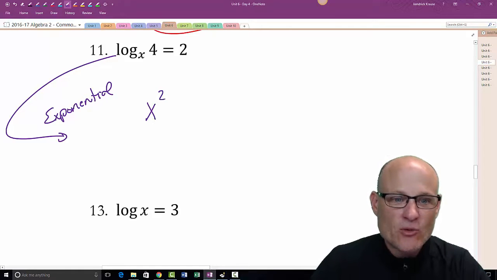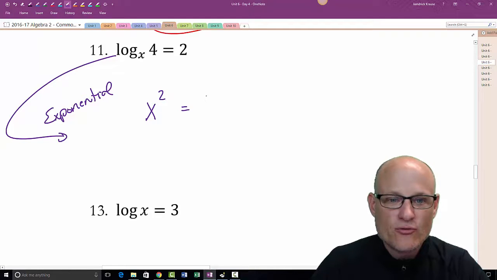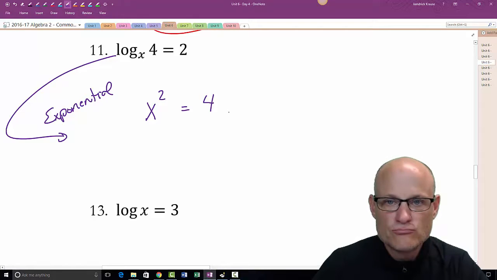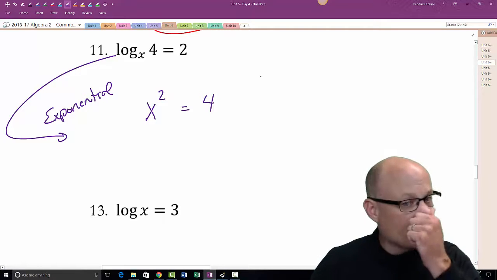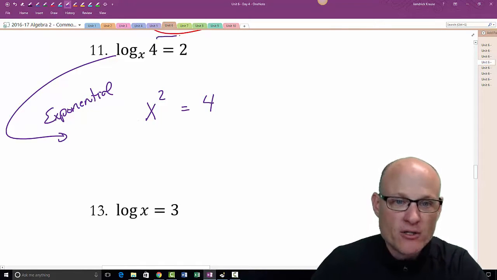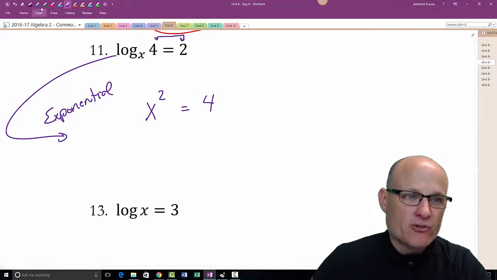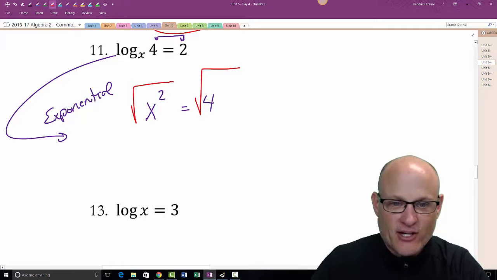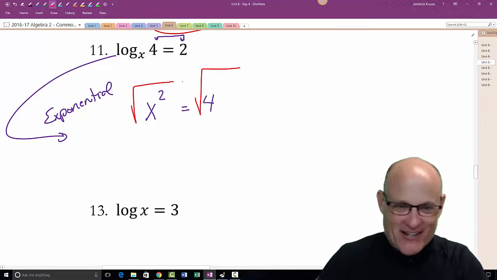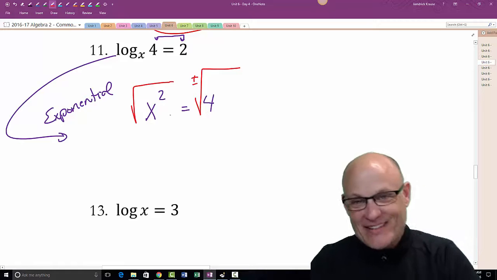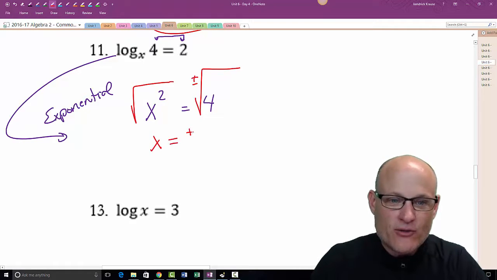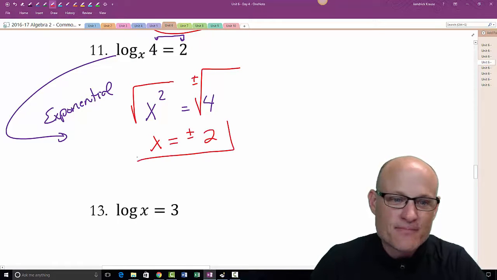X squared equals 4. All about the base. These switch. Well, all right. I can do two ways. I think this is probably the easiest way. Take the square root of both sides, and then I get to sing another song to you. When you take the square root, you put a plus or minus. So I get x equals plus or minus 2.